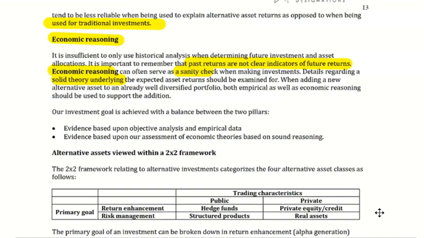Okay. When adding a new alternative investment to an already well-diversified portfolio, we make use of both empirical and economic reasoning. Empirical is what's happened in the past, as well as economic reasoning. Okay. Our investment goal is achieved with a balance between the 2 pillars, evidence based upon objective analysis and empirical proven data, and evidence based on our assessment of economic theories based on sound reasoning.